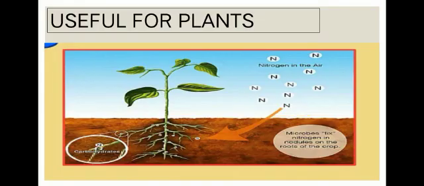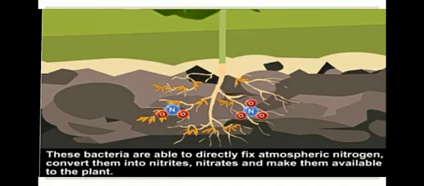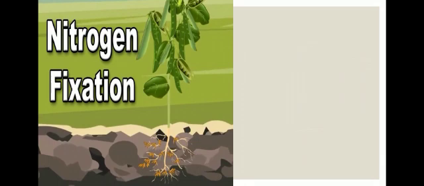Okay. Next, air is useful for plants. Humans need air, and likewise plants also need air. The nitrogen present in the air is useful for plants. Certain bacteria are able to directly fix atmospheric nitrogen, convert it into nitrates, and make it available to the plant. This process is called nitrogen fixation. So nitrogen helps the growth of plants. These nitrates are useful for the growth of plants.